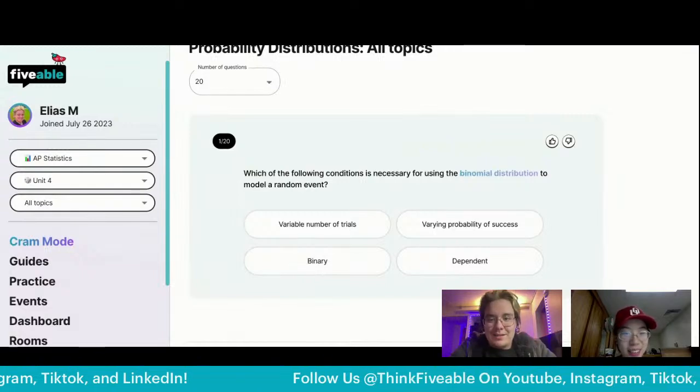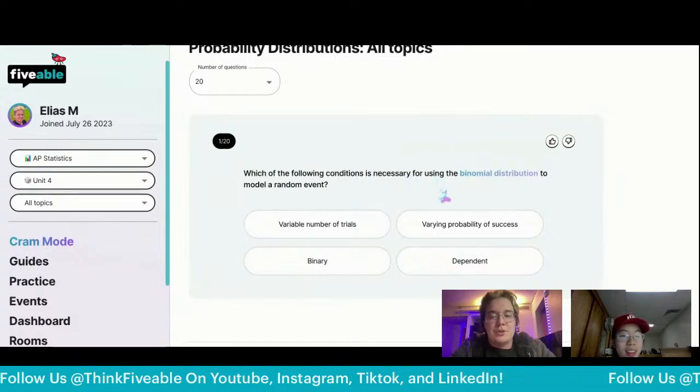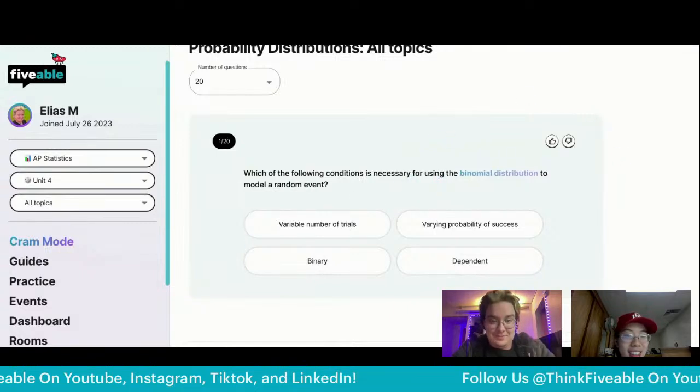All right. So, which of the following conditions is necessary for using the binomial distribution to model a random event?